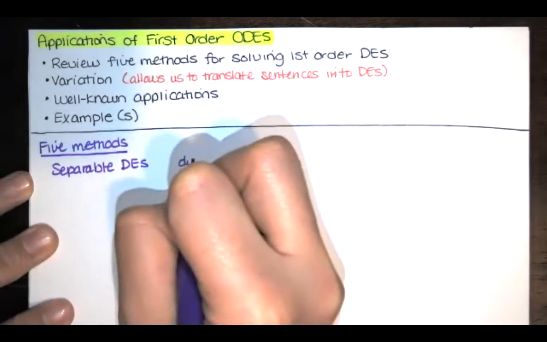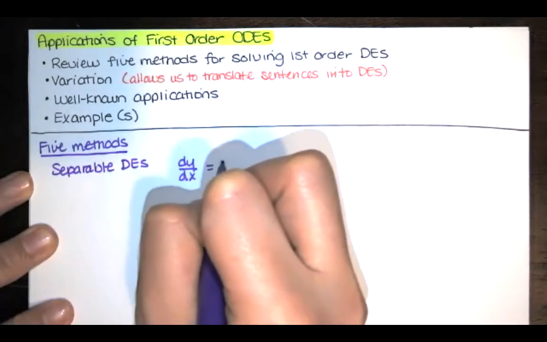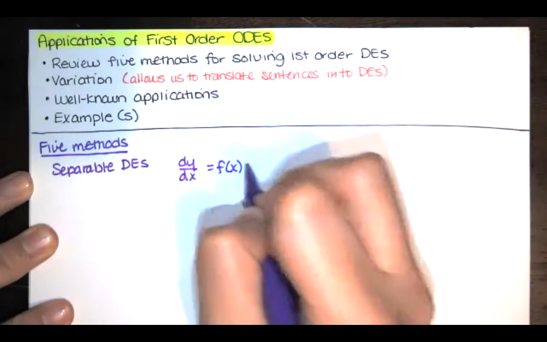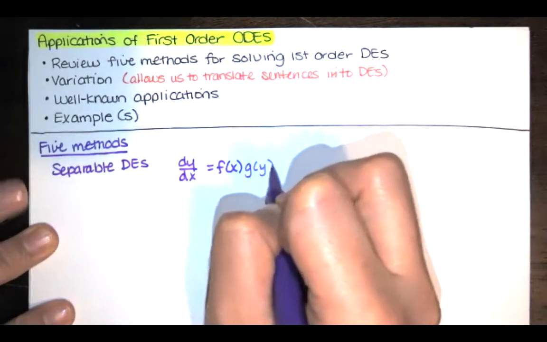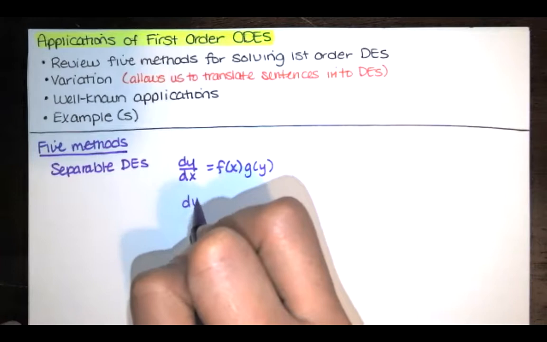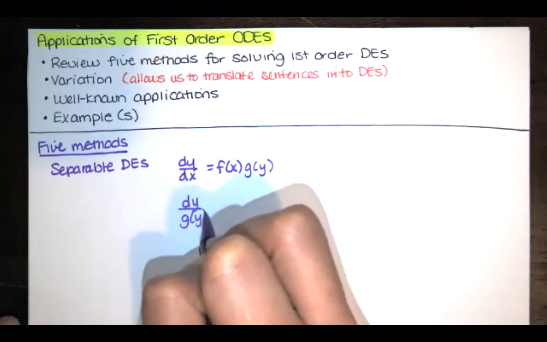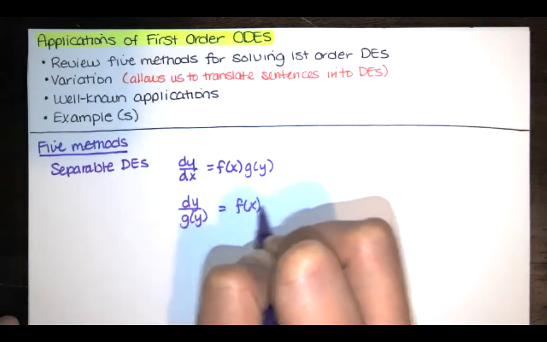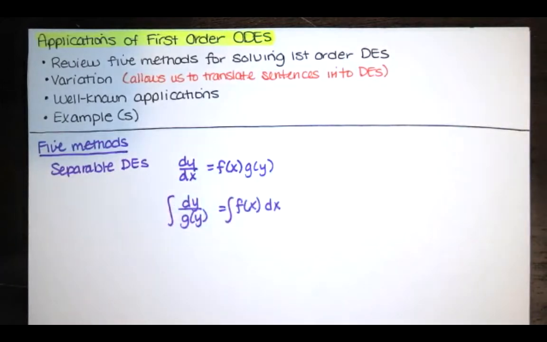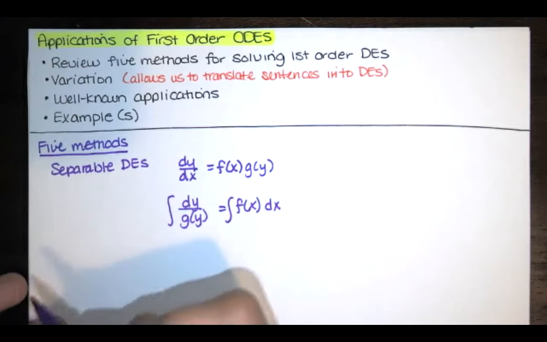So if a differential equation can be written in this form, the derivative equals a function of the independent variable times a function of the dependent variable. You can get all the variables or all the similar variables on one side, and then you can anti-differentiate. So in this case, we might divide by g of y and multiply by dx, and then anti-differentiate both sides to solve. That's the easiest of our methods.